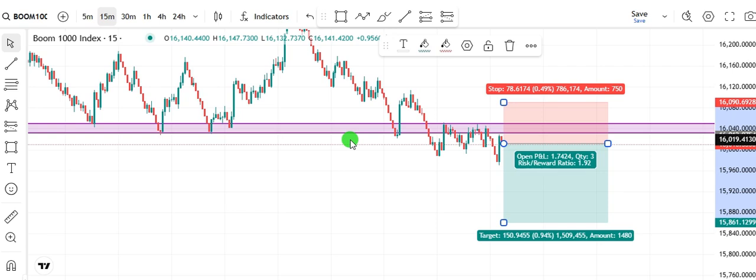Of course, my stop loss is at 16057.8842. So that's where my stop loss is on this. So please, please calculate your stop loss properly before you go in.